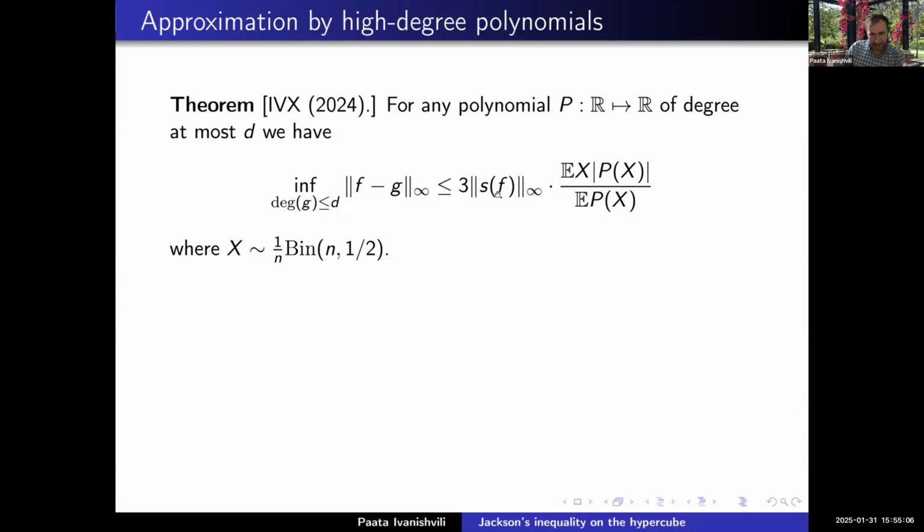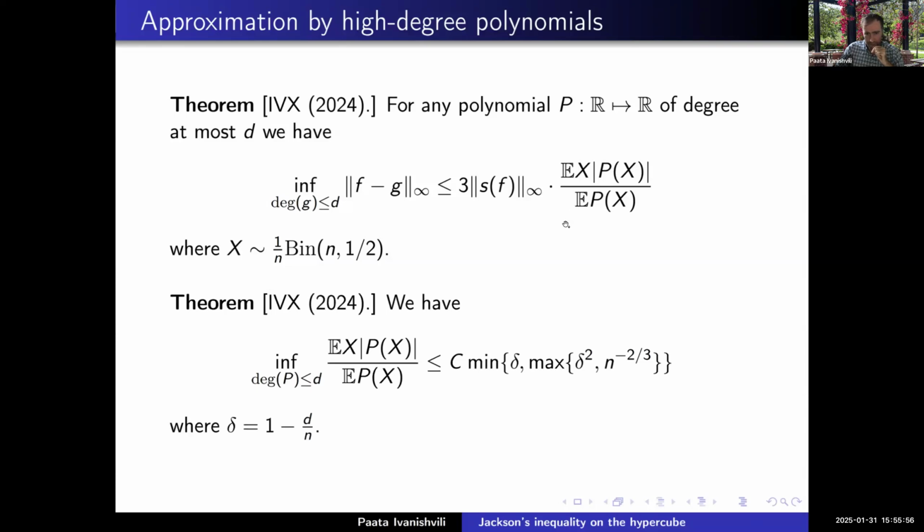In general, there is one kind of straightforward way to get the upper bound, like this: if you give me any polynomial p on the real line, one-dimensional polynomial of degree at most d, then this difference I can always bound by 3 times sensitivity, and then there is this expectation of x. X is a binomial random variable, but normalized. I mean, it's divided by n, so binomial divided by n. You get expectation x times absolute value of px divided by expectation of px. So there is this universal inequality you can have for any polynomial p on the real line of degree d. And then the problem just becomes, can we optimize this right-hand side and make it small? How small can we make it?